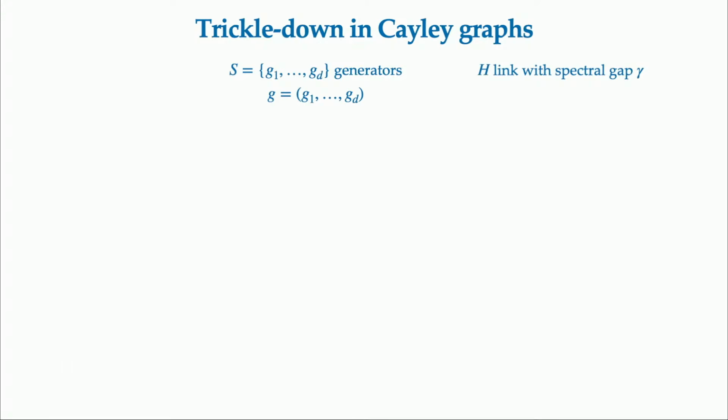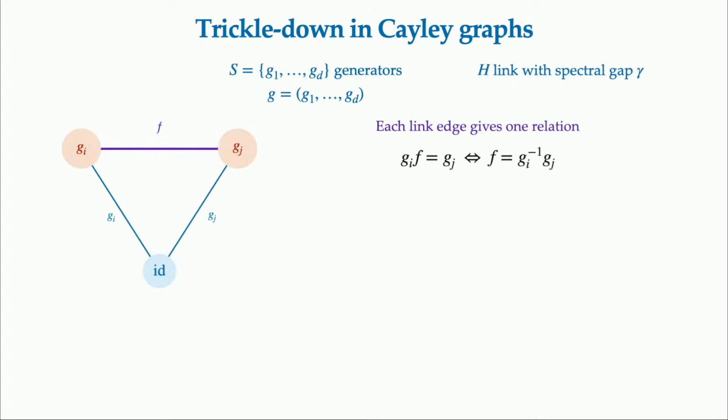So you have your set of generators, G1 through GD, and every link is the same. Every link is equal to this particular graph H, which has some spectral gap gamma. Okay, so now if I zoom into a single edge in the link, well, because it's an edge, it actually has to exist because they differ by some generator element. And without loss of generality, I can look at the link of the vertex labeled identity.